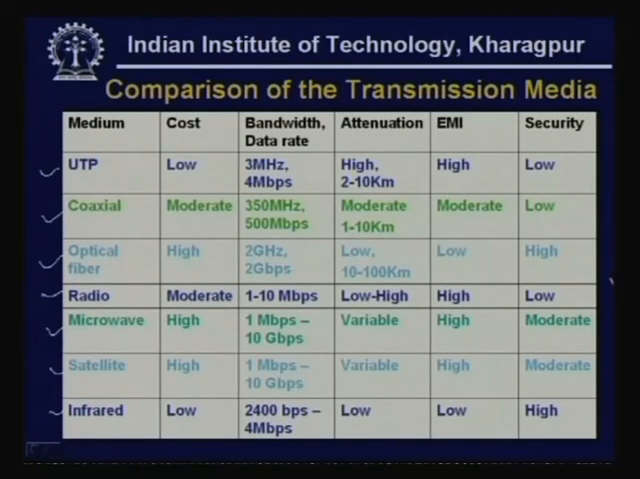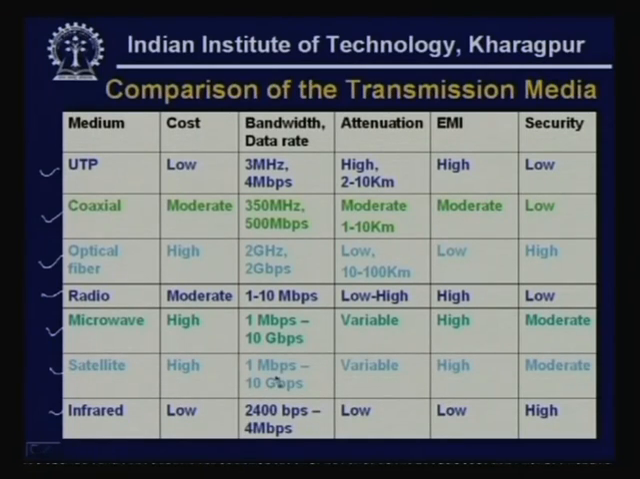And here the first column gives you the cost comparison. Obviously, the UTP is of lowest cost, coaxial has moderate cost, optical fiber has high cost, radio communication has moderate cost, microwave has high cost, satellite has high cost, infrared has low cost.